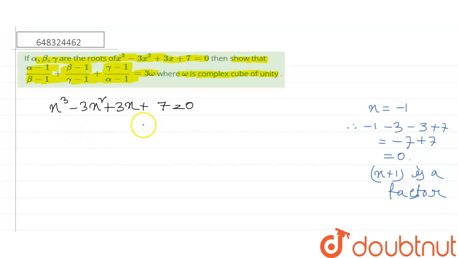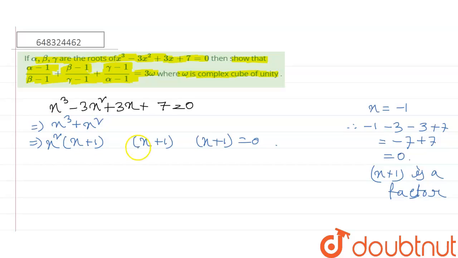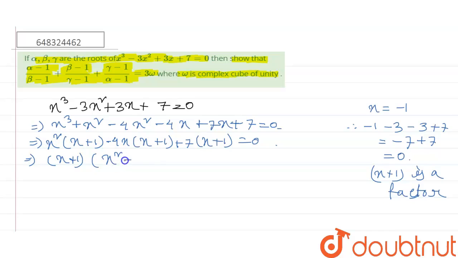of this expression. So here we put x plus 1 in 3 times and adjust. Here is x square, so we multiply x square by x plus 1, so x cube plus x square. And x plus 1 multiplied by minus 4x gives minus 4x square minus 4x. Here is plus 7, so plus 7x plus 7 equal to 0. So we take x plus 1 common, and we write x square minus 4x plus 7 equal to 0.